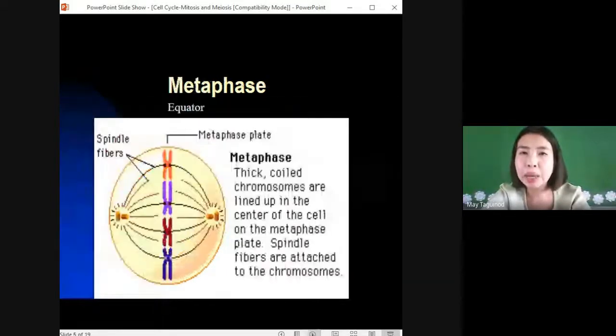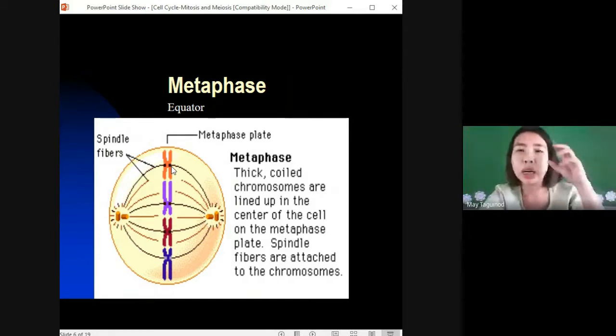Our next step is the metaphase. In here, the chromosomes line up. As you can see, they are lined up on the equator of the cell, and the spindle fibers attach to the centromere. This is the spindle fiber, and they are attached at the center of the chromosome. What I told you earlier, the circle structure in the middle of the chromosome, that is a centromere.